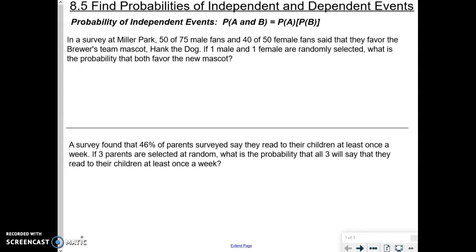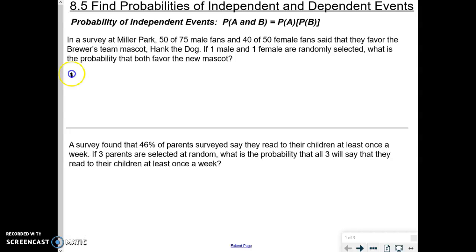Now, the probability of independent events is probability of A and B, which is a little different than the OR we dealt with in 8.4. And to find that, we simply take the probability of A times the probability of B. So if we take a look at our first example, it says in a survey at Miller Park, 50 of 75 male fans and 40 of 50 female fans said that they favor the Brewers team mascot, Hank the dog. So if one male and one female are randomly selected, what's the probability they both favor the new mascot?